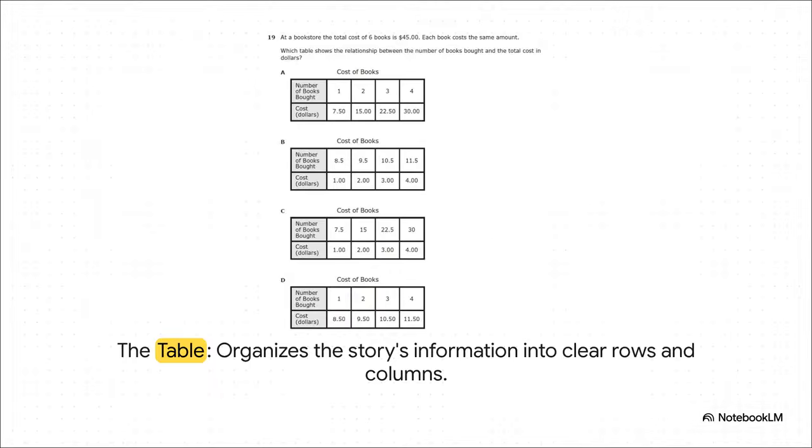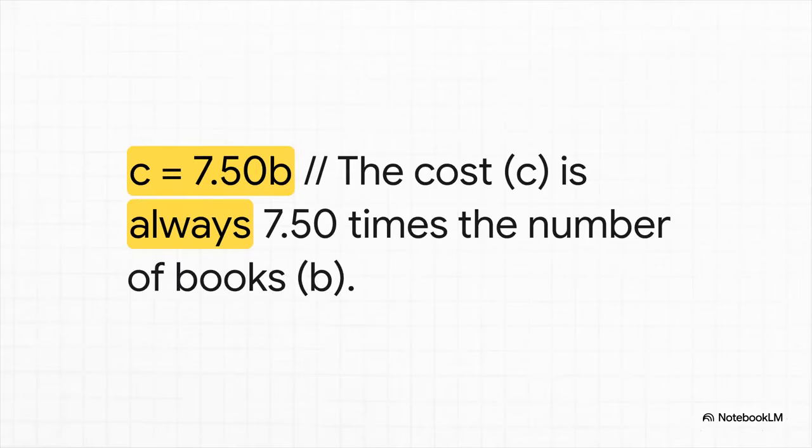Next up, we organize that story into a table. So if 6 books cost $45, a little bit of division tells us 1 book must cost $7.50. And from there, we can easily fill out the rest of the values. And suddenly, the pattern is just so much clearer. Now, for the equation, this is the secret formula in its purest form. It tells us that the cost, C, is always going to be equal to 7.50 times the number of books, B. It's really the most concise and powerful way to describe this whole relationship.